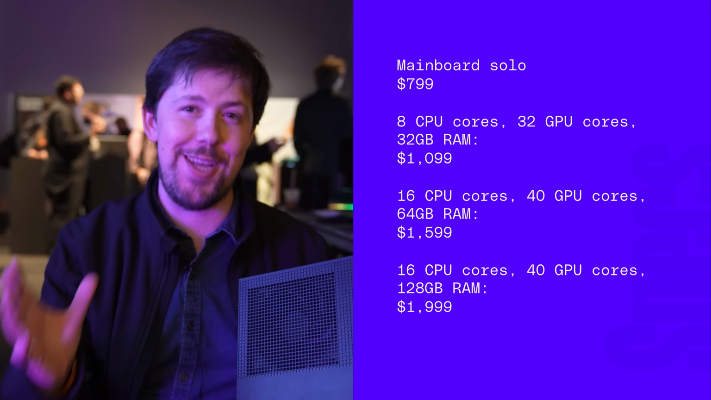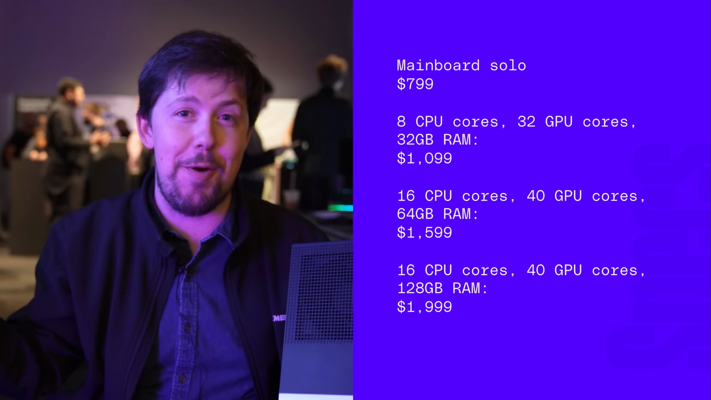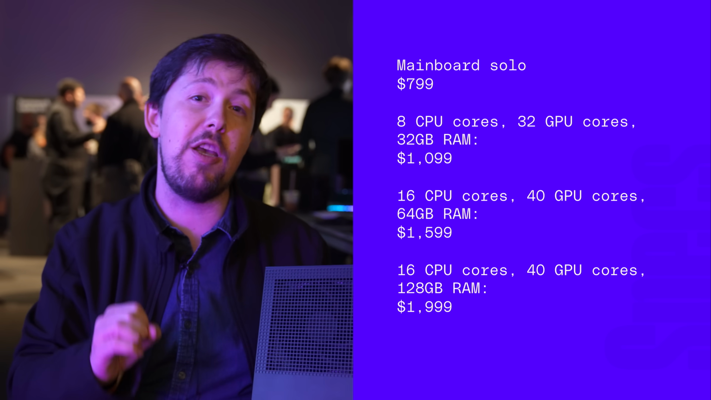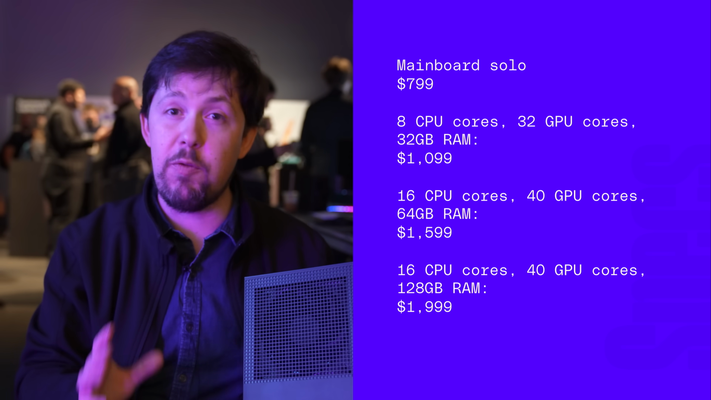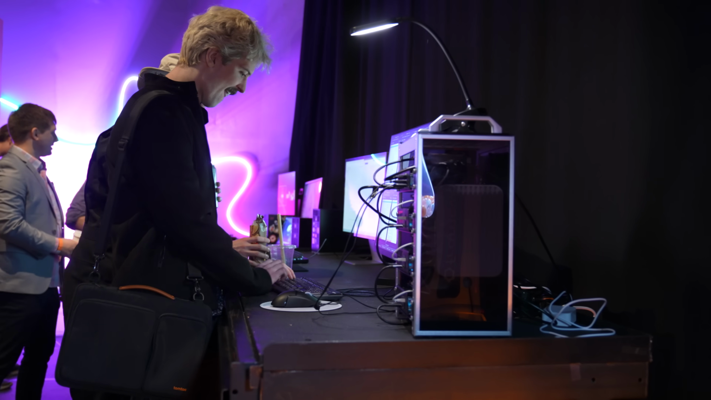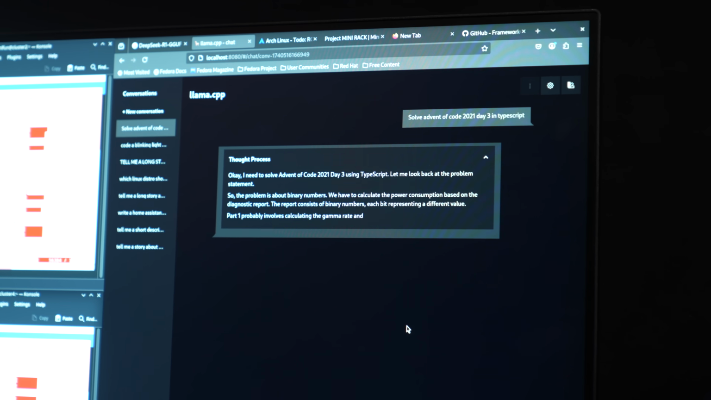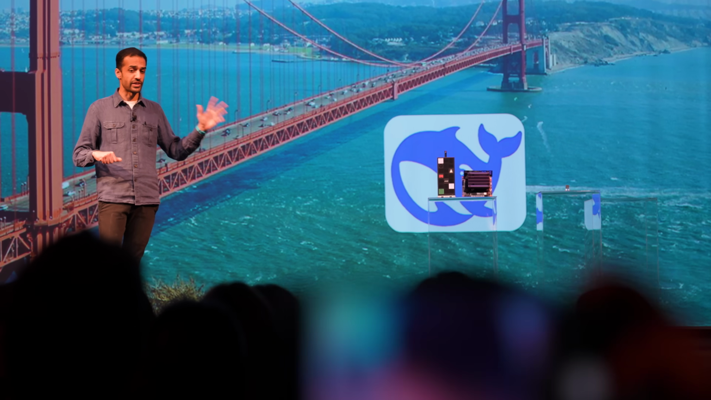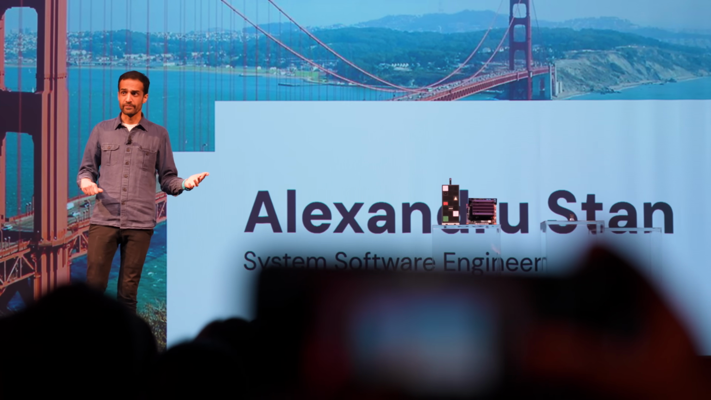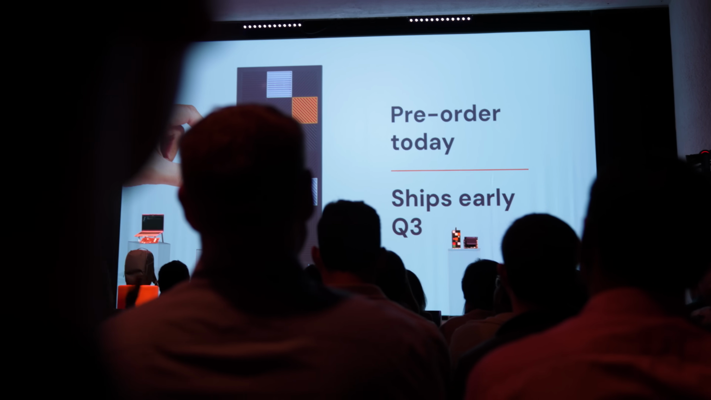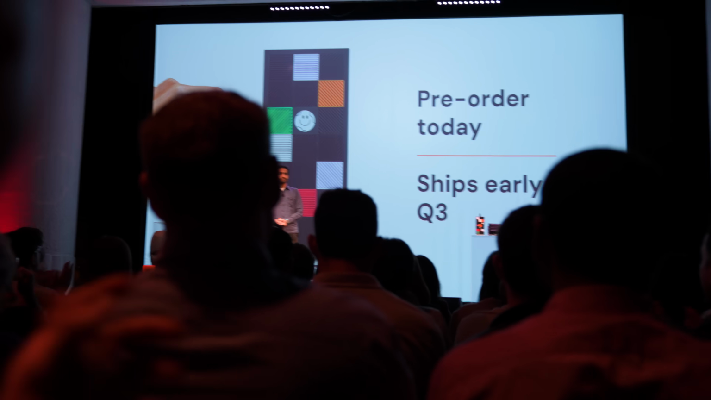And if you want 128 gigabytes of memory and make your own, I don't know, miniature AI server, you're talking about $1999 for that. Framework actually showed off 4 of those in a little rack mount configuration, daisy chained into each other, if you want to run DeepSeek models or something like that. They'll all be available for pre-order right away, and they should be shipping in Q3 of this year.